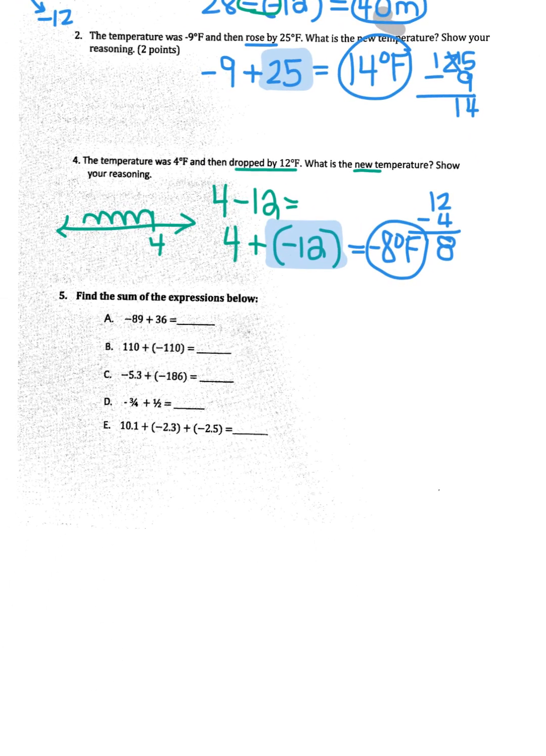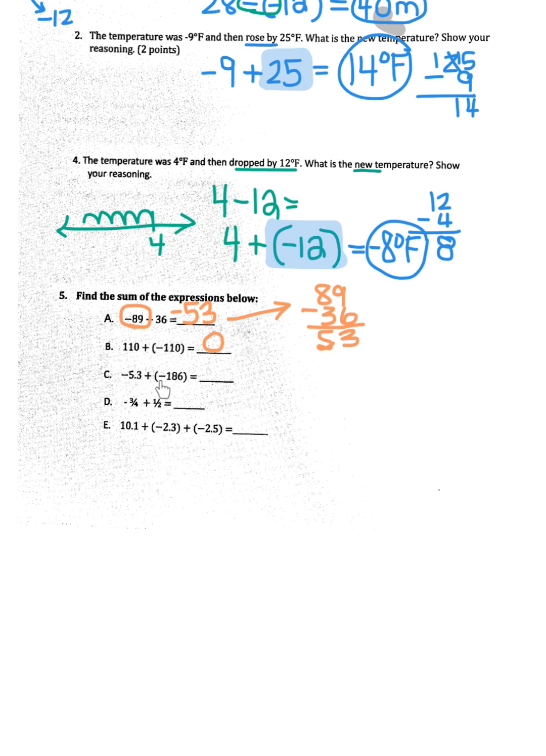Okay, number 5, we're just doing some simple adding. You don't have to worry about words. Let's take a look at the first one. Negative 89 and 36. We have different signs, so we're going to subtract. Keep the sign of the bigger number. So 89 is the bigger number, and it's negative, negative 53. Next, we have 2 opposites. 2 opposites make 0.